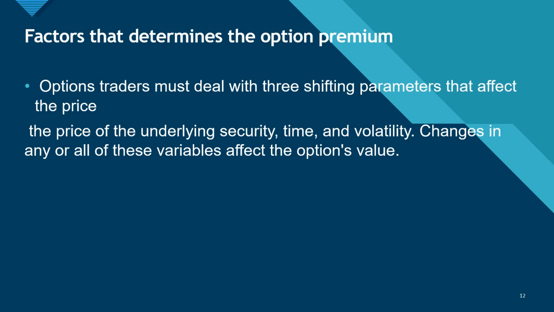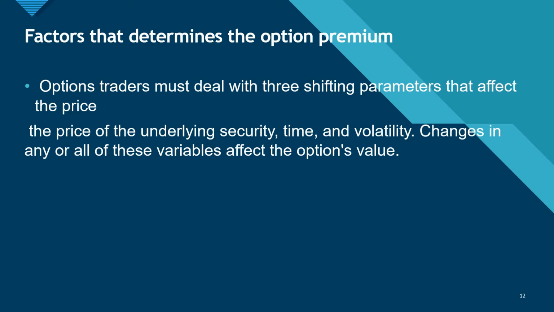Next are the factors that determine the option premium. The major factor that determines the option premium is the price of the underlying security. For example, if you buy Nifty, whether the Nifty price increases or decreases will affect the option premium.